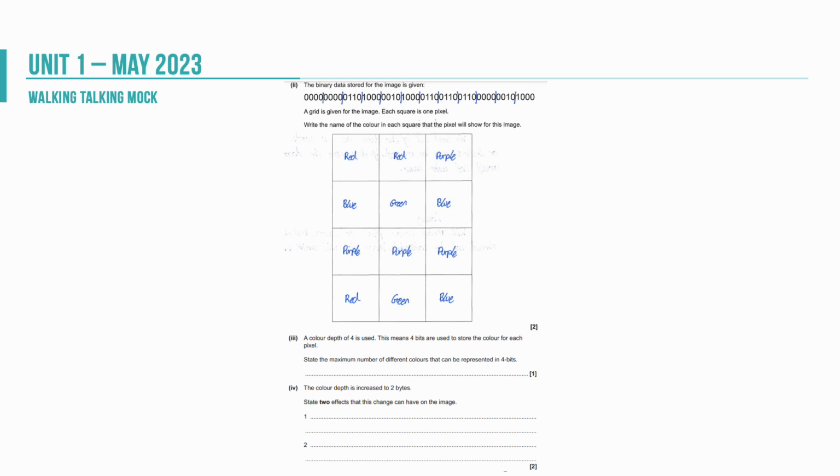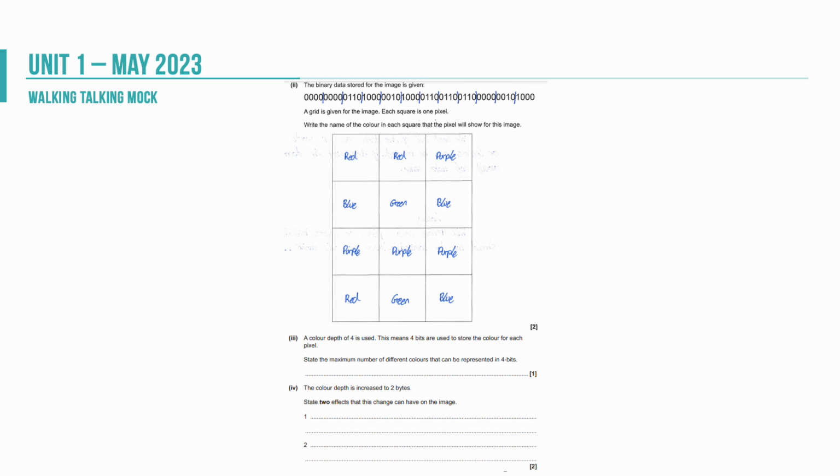I then need to start a new line, and you're expected to work out that the computer would know there to start a new line. Now in this question, you're given a mark for red, purple being correct, the first line, and then you're given another mark for the remainder being correct.